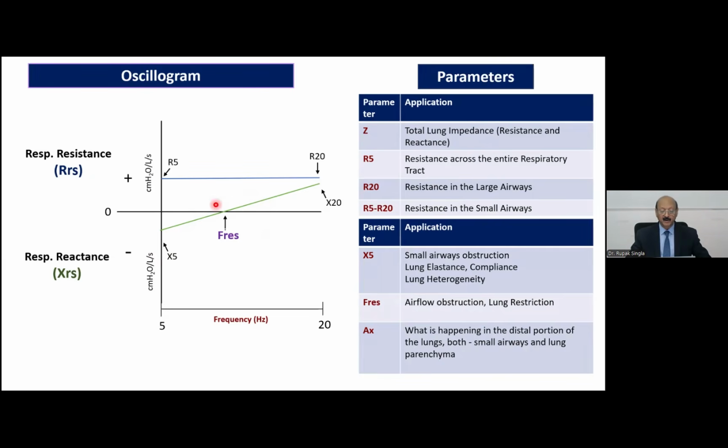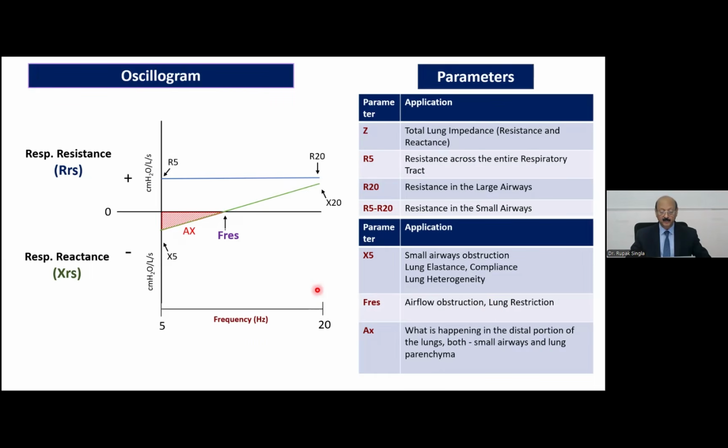And then we have something called Fres, that is resonant frequency. Basically, it is the frequency at which the reactance becomes 0. Inertance and capacitance are the same, but they are in the opposite direction. So the reactance at this frequency becomes 0. And this indicates airflow obstruction and lung restriction.